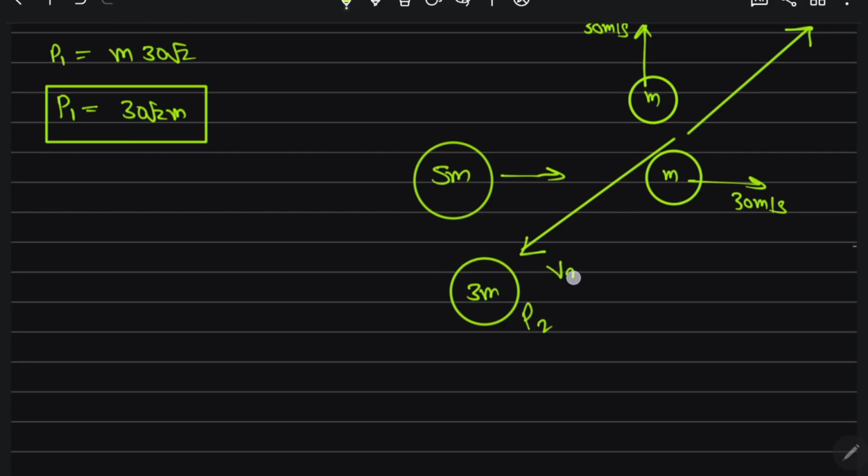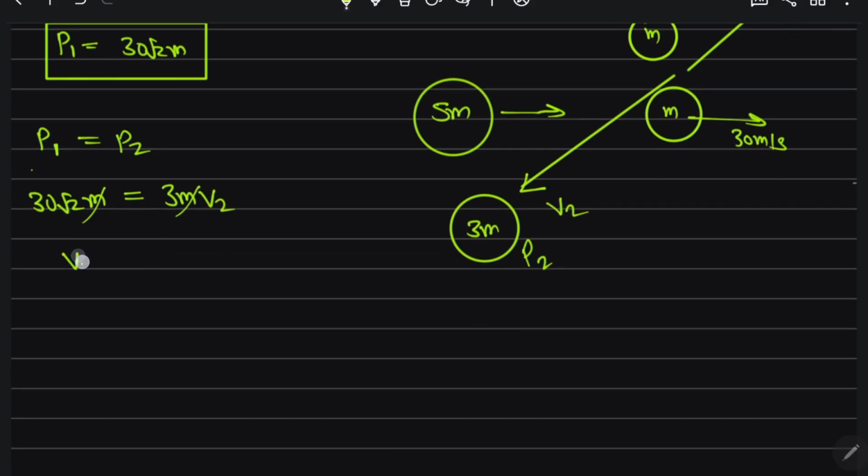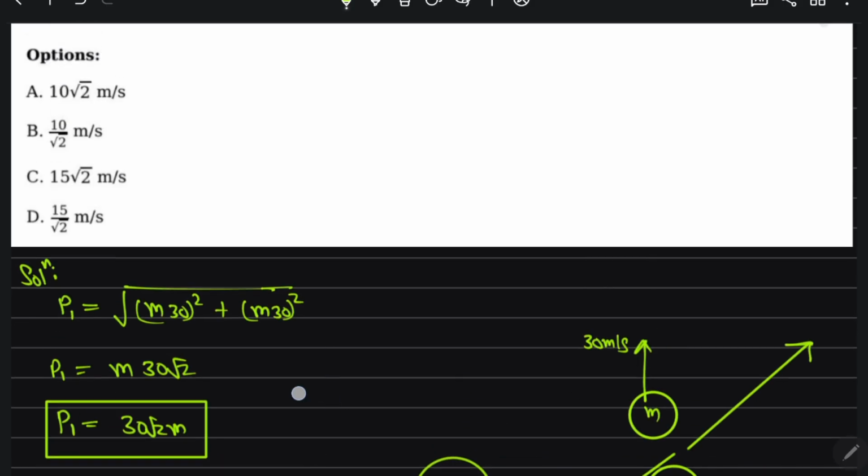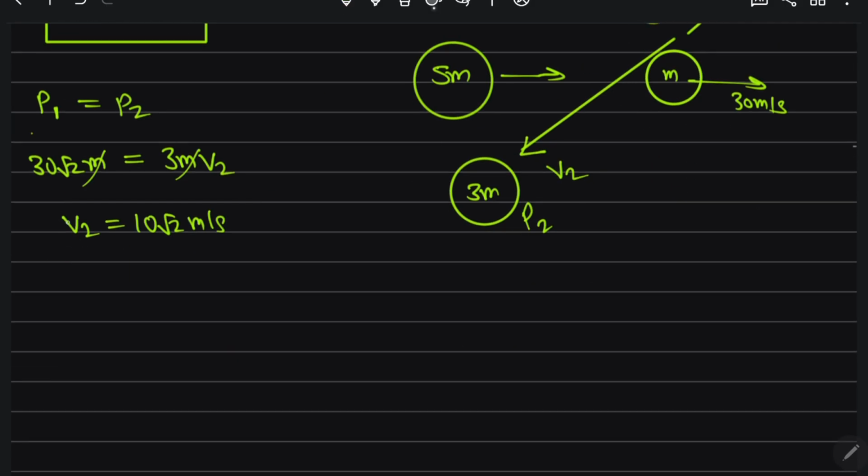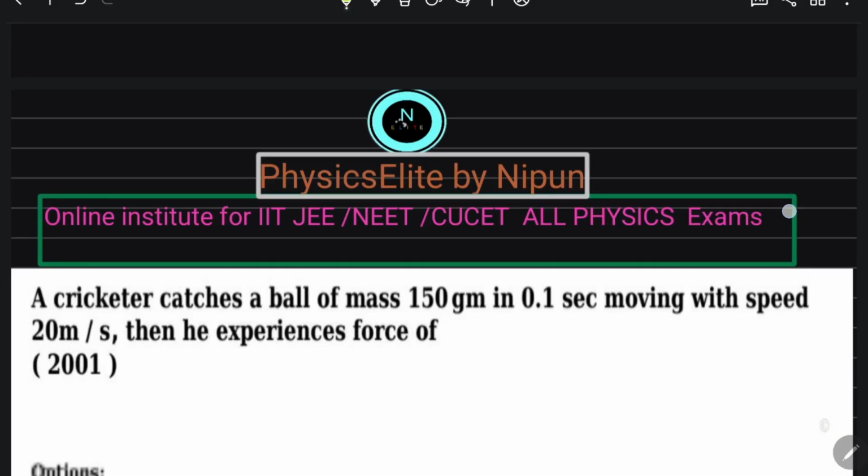It has a velocity v2. So P1 is equal to P2, right? So P1 is 30 root 2 m, which is equal to 3m v2. m cancels. So v2 comes out to be 10 root 2 meter per second. So which option? Option first is correct. So I proceed to the next question.